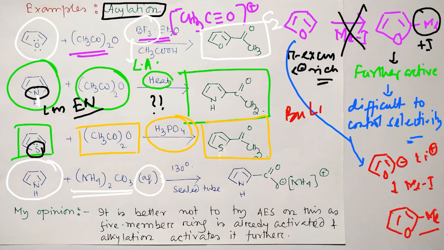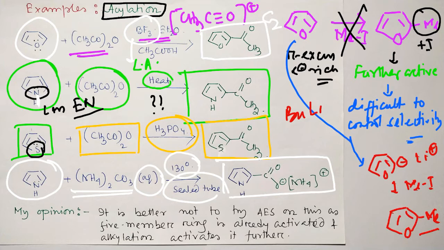Generally we prefer to avoid aqueous systems for this AES, and see, under 130 degrees centigrade in a seal tube, although it is a relatively drastic condition, it produces this. By the way, what is a seal tube? A seal tube is a setup. Actually it is a pressure-withstanding setup, and I have used this in my lab. Using this, it is possible to do reactions under relatively drastic conditions. As I told you, it can hold pressure, so the probability of a blast of the reaction setup is less.